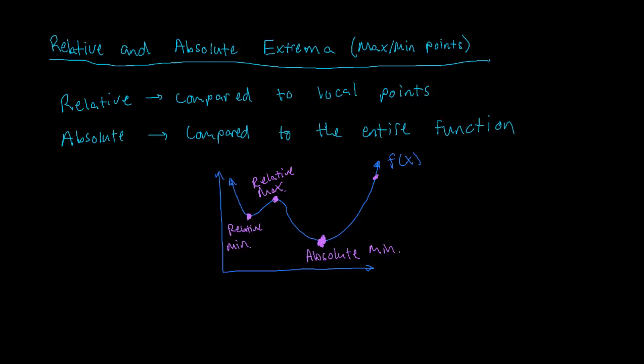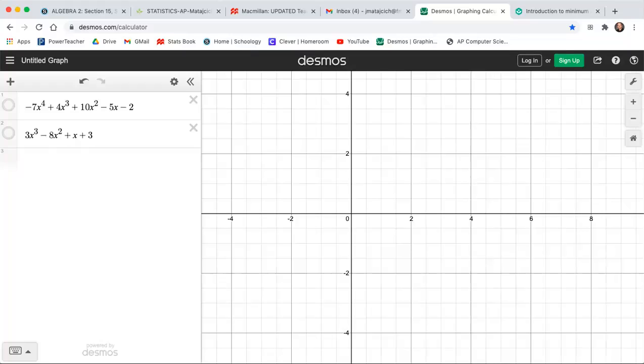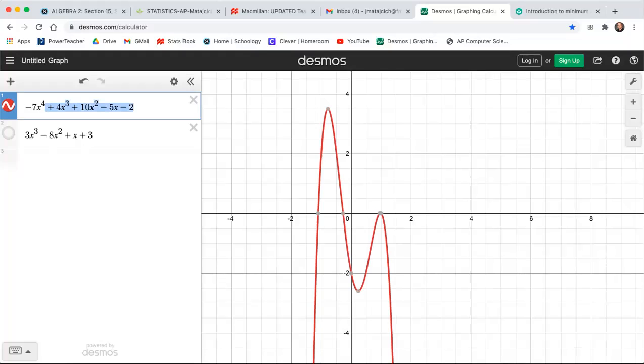All right, so let's look at some graphs on Desmos and try to pick out some of these key features. So let's do this first one. Got negative 7x to the power 4, and then all of this stuff behind it. So again, we're trying to pick out the relative or absolute maximums and minimums. So looking at this function, we start by increasing until we get to this peak right here.